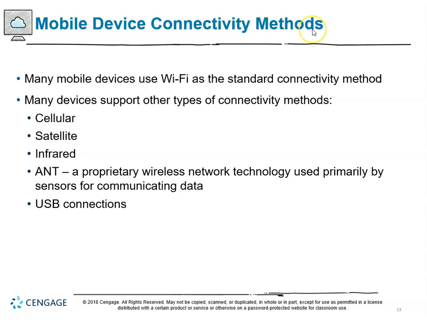Mobile device connectivity methods. How do we get to the internet using a mobile device? Well, by and large these days it's Wi-Fi. Wireless fidelity, as you recall. Many devices support other means. There's also cellular, satellite, infrared, something called ANT. This is a proprietary wireless network technology used primarily by sensors for communicating data. So you might not see this too often, but realize it's out there.